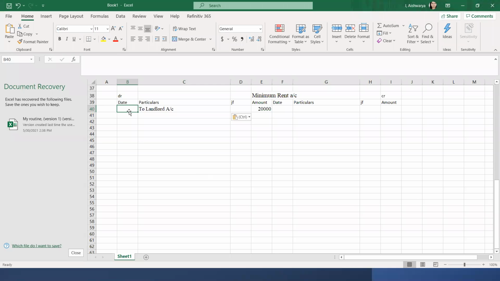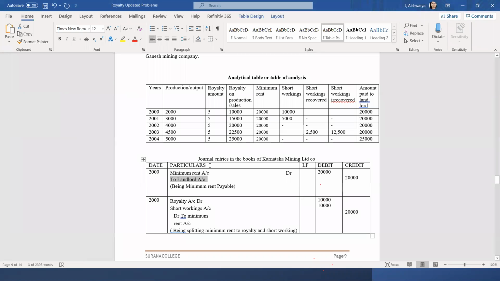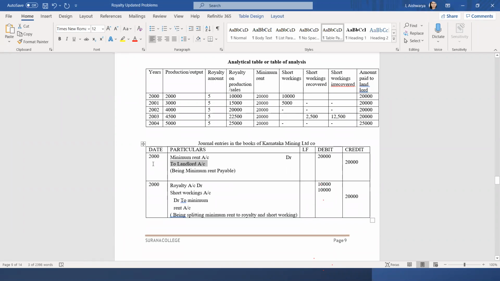I want everyone to answer. So is it 2002 or which one? 2000, ma'am. Okay, then 2000, to landlord account, 20,000. Then next entry in 2000 itself.